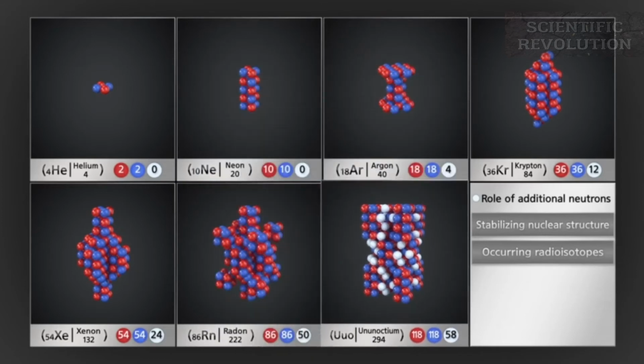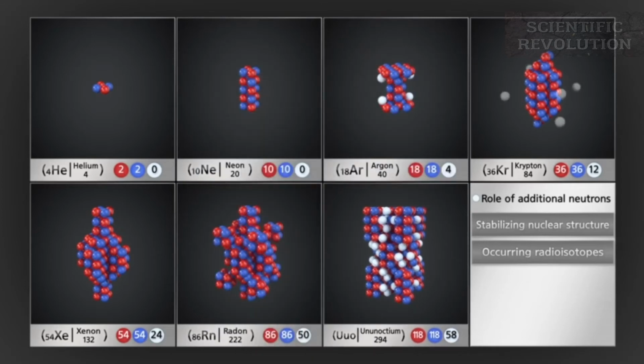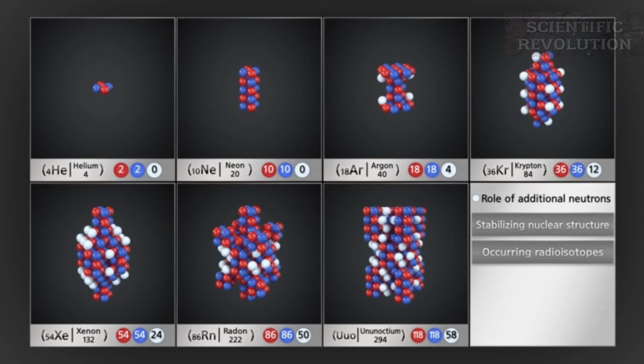The number of additional neutrons in argon is 4. The number of additional neutrons in krypton is 12. The number of additional neutrons in xenon is 24. The number of additional neutrons in radon is 50.